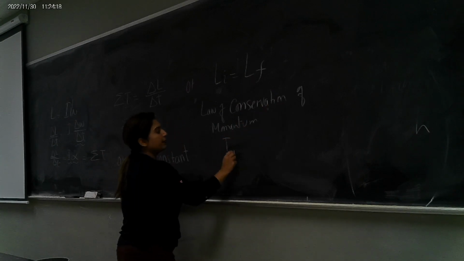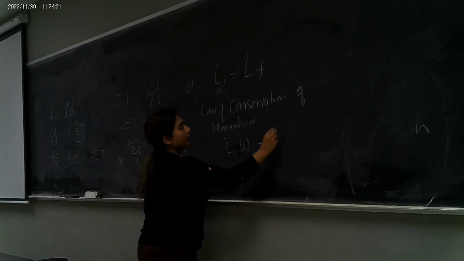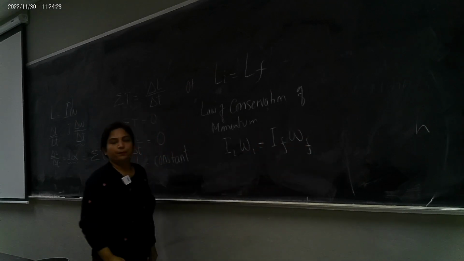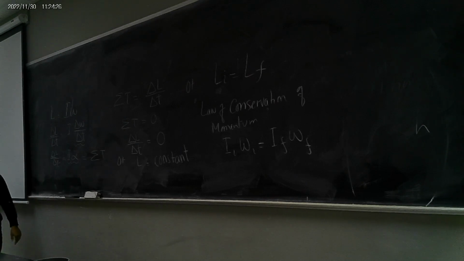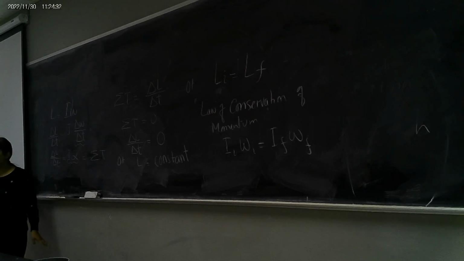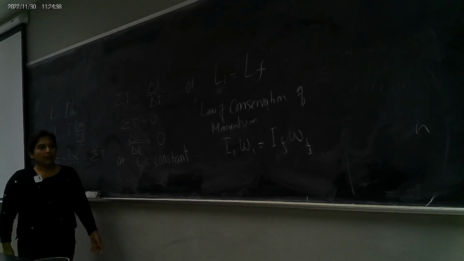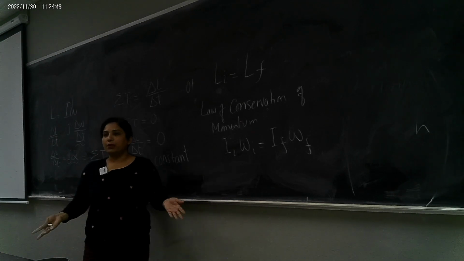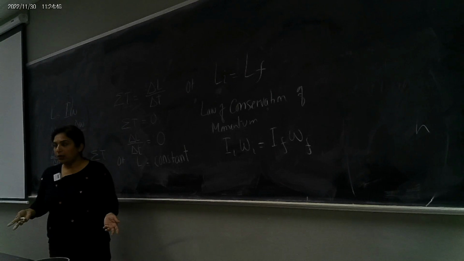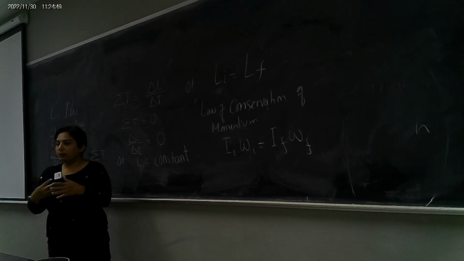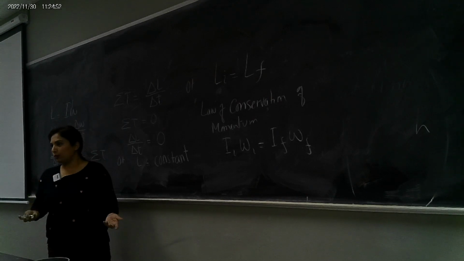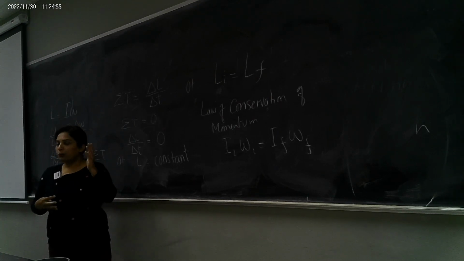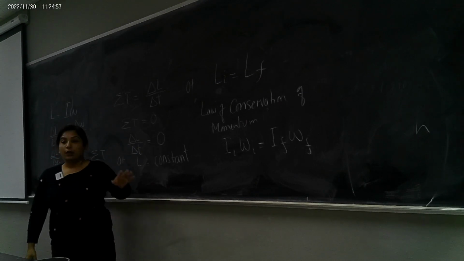Or I can also write it as I initial omega initial equals I final omega final. Okay. This is very similar to the linear momentum. If you remember, in linear momentum we always said that if two objects collide with each other and initially they both were at rest, they're going to move in opposite directions to conserve the momentum, right? You fire the bullet and the gun and bullet move in opposite directions to conserve the momentum. Rocket is fired, rocket moves forward, gases move downward, they conserve the momentum. That is the linear momentum.